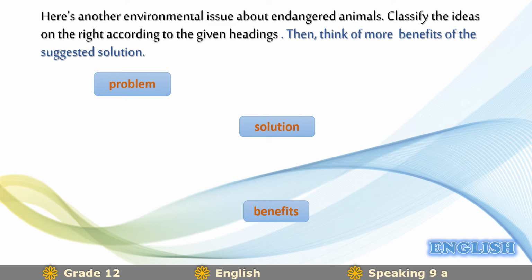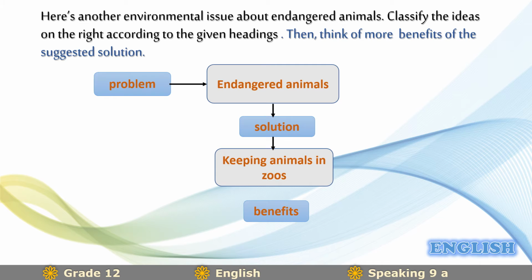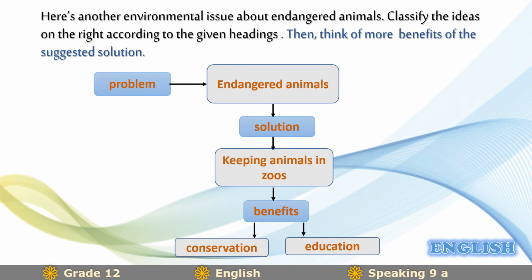All right, so did you identify what the problem is? Yes. So the problem is endangered animals. Very good. What about the solution to this problem? It's to keep animals in zoos. Perfect. What about the benefits? So the first benefit is education. Good. And the second one is conservation. Well done.